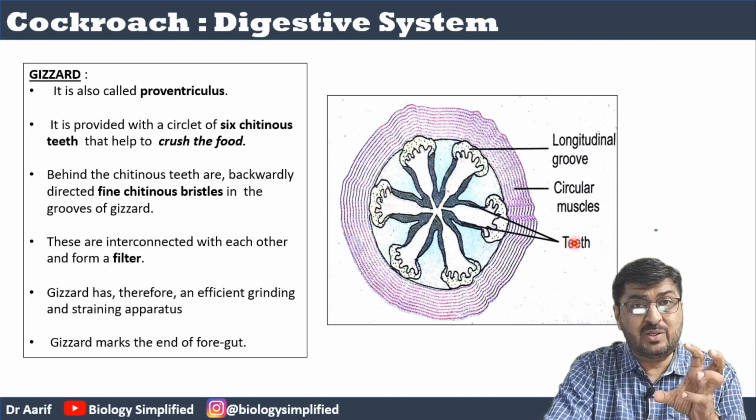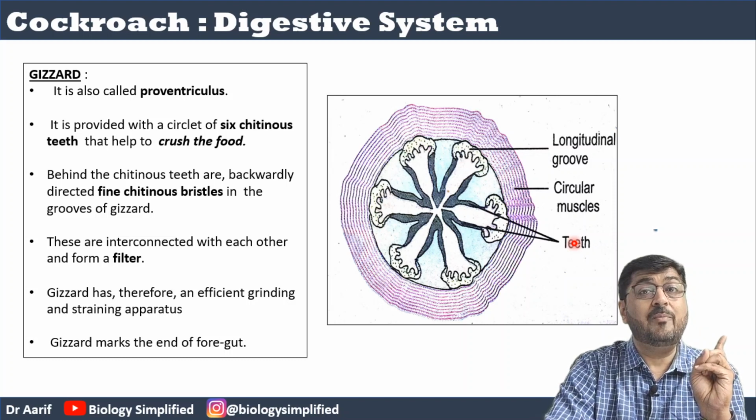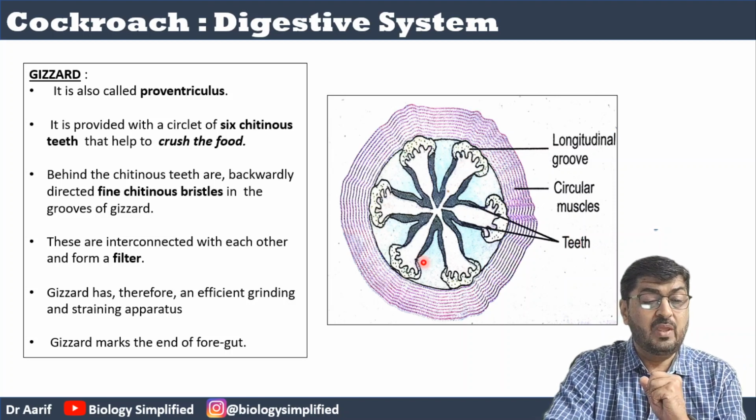गिजर्ड में जब आता है तो जब ये फूड क्रश होता है, पहला क्रशिंग कहां हुआ था, मैंडिबल में. पहला क्रशिंग हुआ था मैंडिबल में, राइट. मैंडिबल से इट इज जस्ट बीइंग पास्ड ऑन, गिजर्ड में सेकंड क्रशिंग हो रहा है. These are interconnected with each other and form a filter.